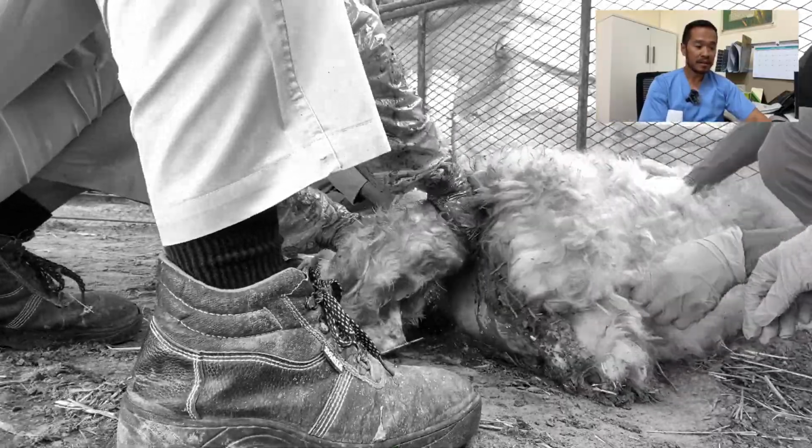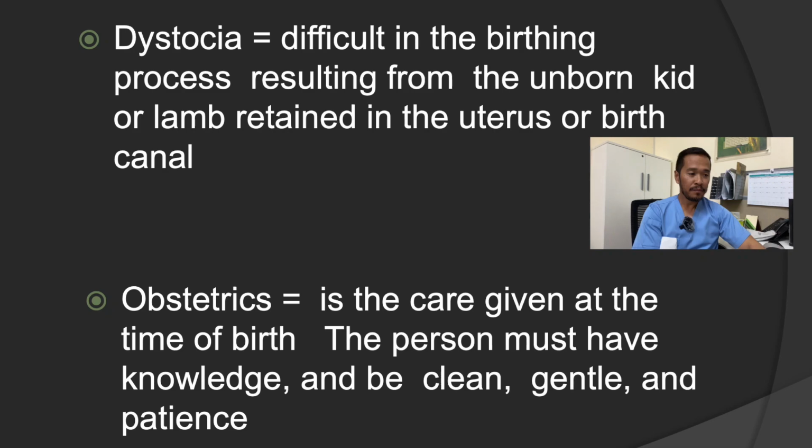Just a little bit of terminology for you, if you didn't already know: dystocia is defined as difficulty in giving birth, resulting in the unborn kid or lamb being retained in the uterus or the birth canal. And the care given at the time of birth is defined as obstetrics. We don't have a clean area, so we did it outside.